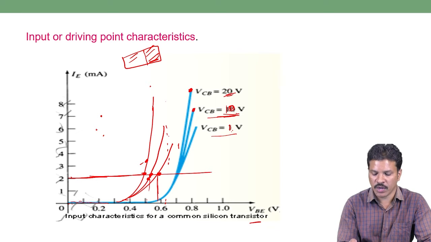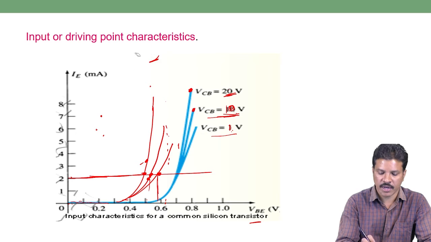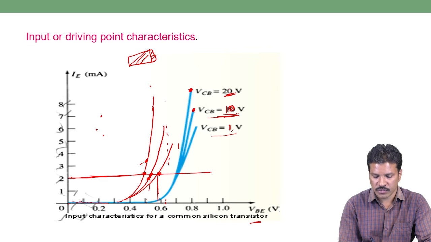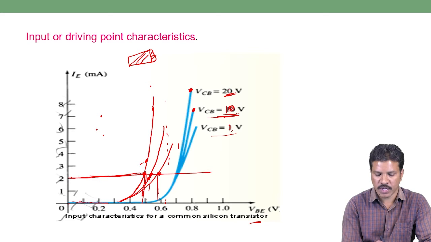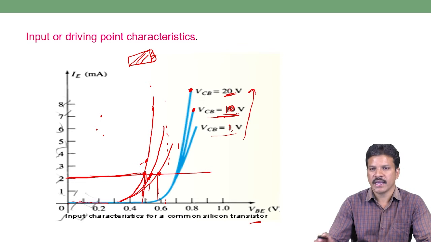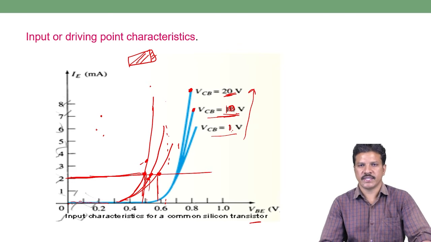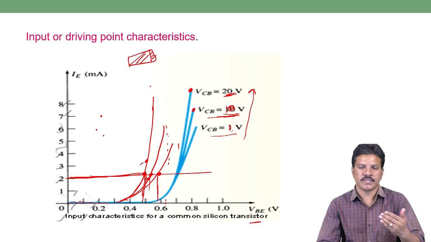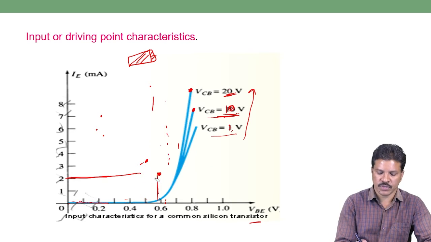By increasing further to 20 volts, again the base width is reduced like this. This is the emitter, this is the base. So to cross the junction and start current flow, it requires 0.515 only to get the same 2 milliampere current. So by increasing the reverse collector base voltage, the input base to emitter voltage required is lower to reach the same current. That's why the curve moves to the left side.